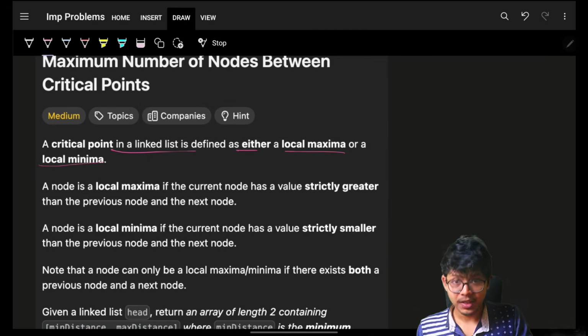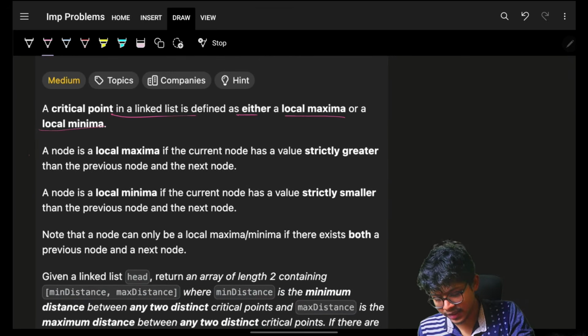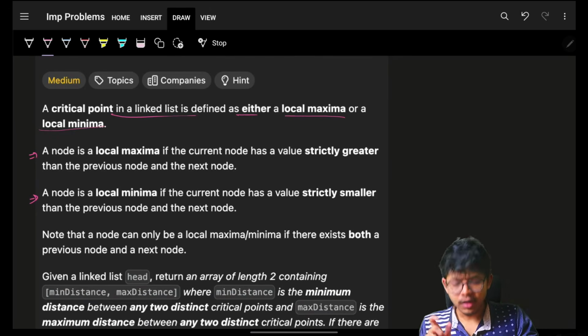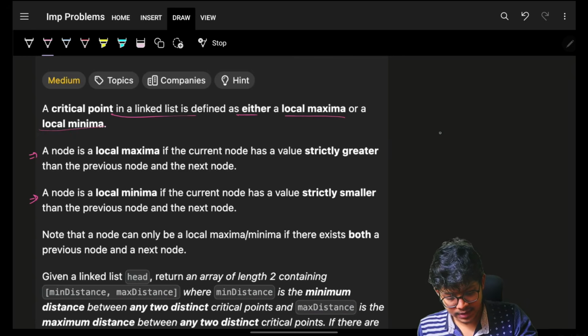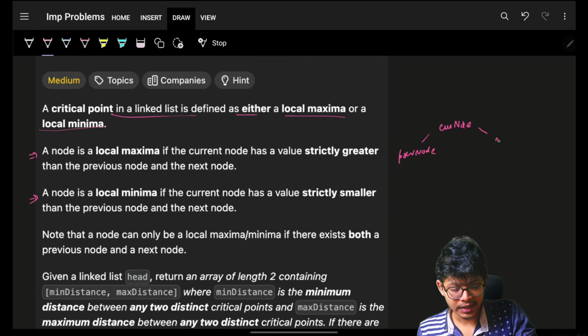local minima. Now, for the folks who don't know what a local maxima or local minima is, they have defined what a local maxima is and what a local minima is. In general, the local maxima is that if the current node value is higher than the previous node value and higher than the next node value.